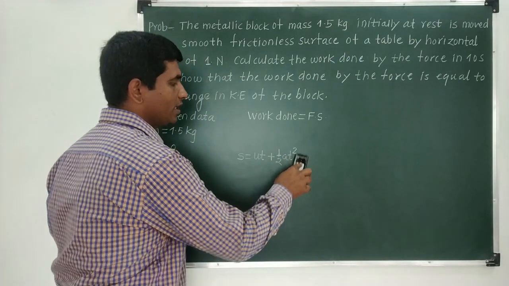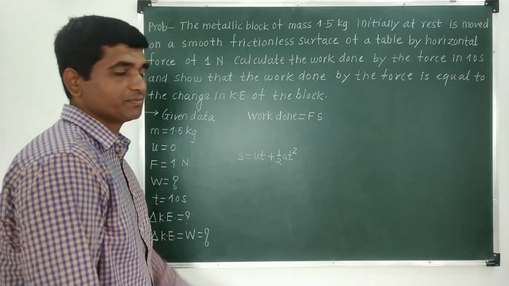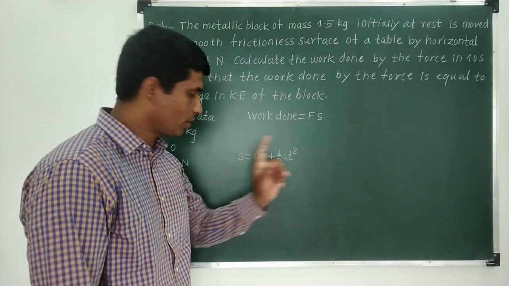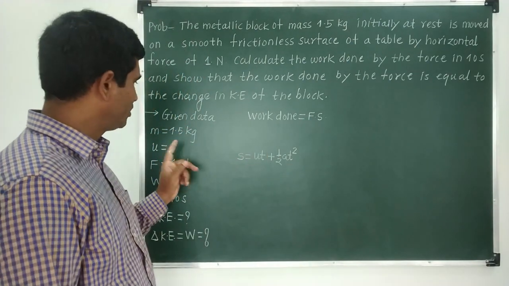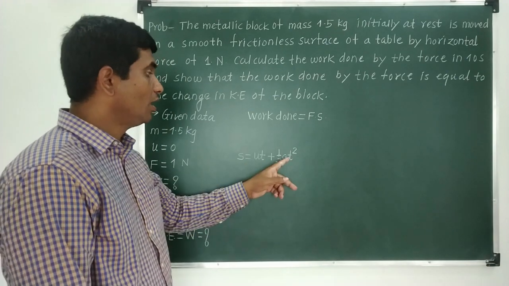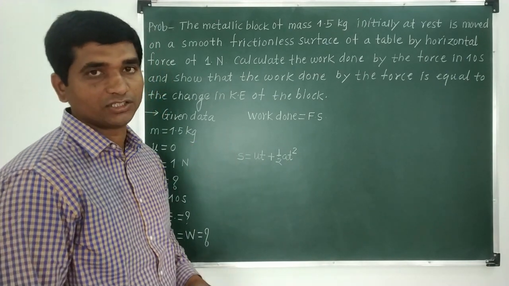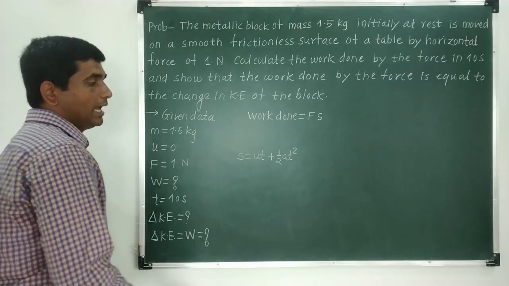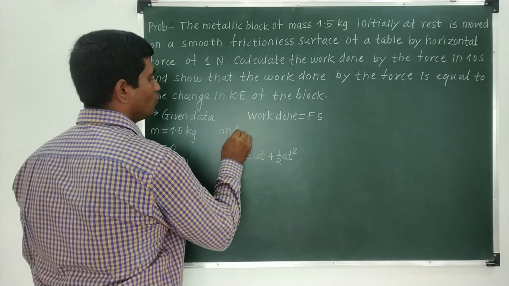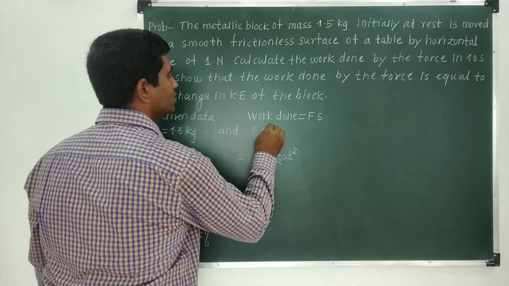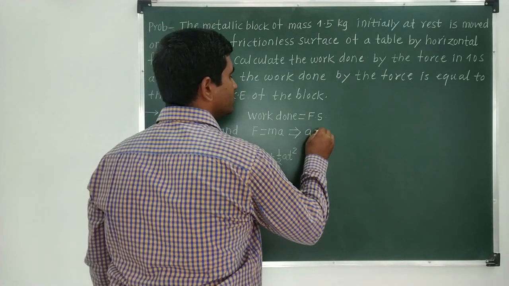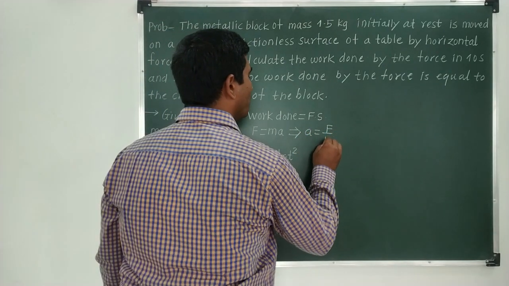That is the kinematical equation which involves displacement. But when you try to calculate the displacement by this formula, you know the initial velocity, which is 0, you know the time, t equal to 10 seconds, but you don't know the acceleration. So first of all you have to calculate the acceleration. Force is equal to mass into acceleration. From this we can calculate acceleration is equal to force upon mass.